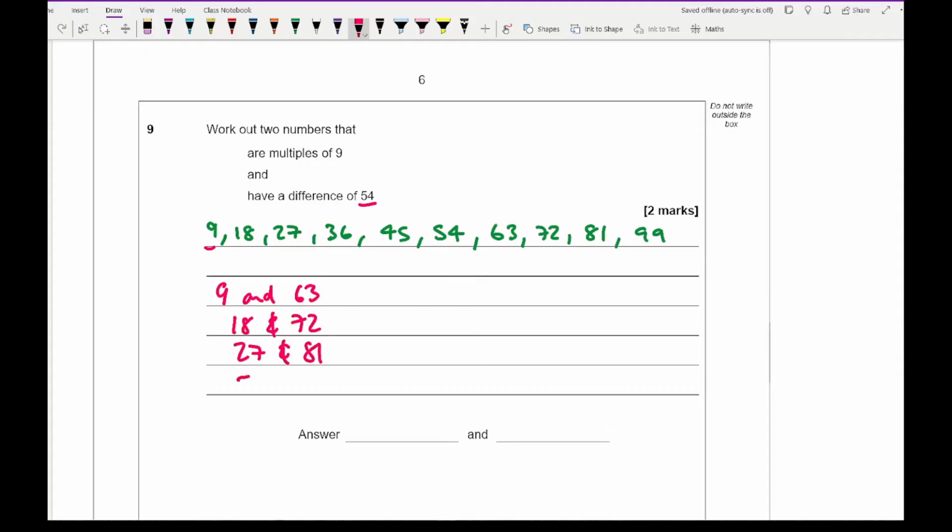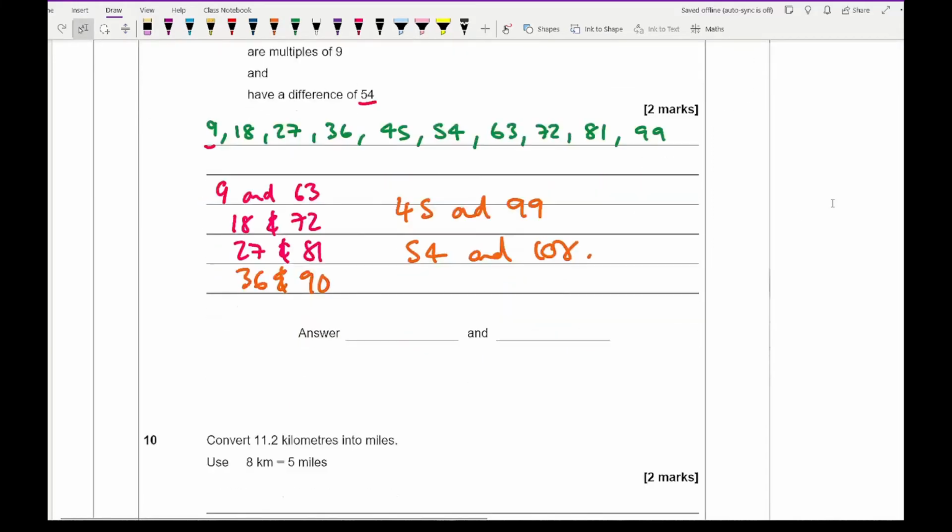Sorry, I've done that one. Let's go back. Trying to think of another one. We could have 36 and 90. We could have 45 and 99, and we could have 54 and 108. So any of those would be absolutely fine for the 2 marks.